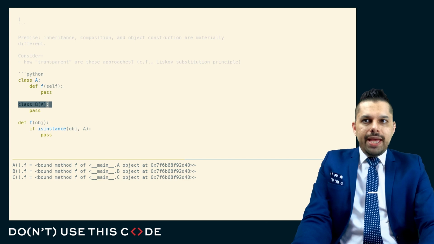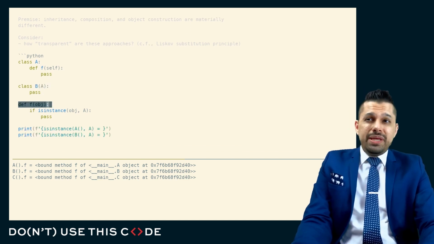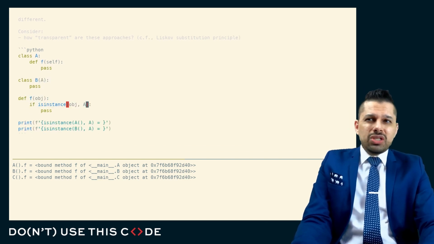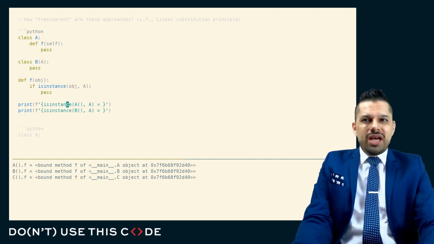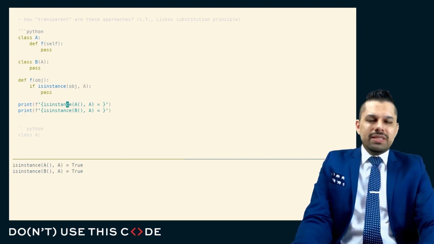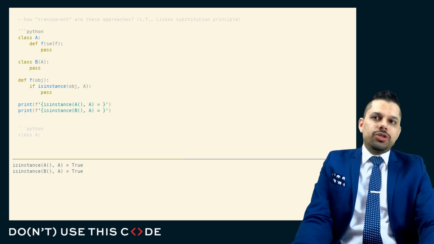We might have type A, and we might inherit from type A to create B. There might be some code that relies on looking at the object to make sure that it's of type A, and it's helpful that instances of type A and type B are both considered to be of type A.